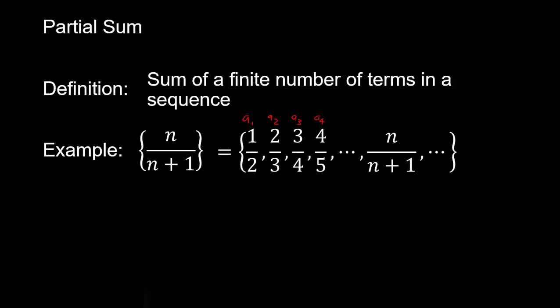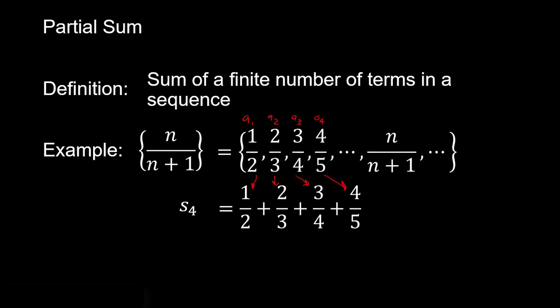this sequence. So S4 is just going to be the addition of A1 plus A2 plus A3 plus A4. S of 4 is going to be the addition of the first four terms in this sequence. So that's all we mean by a partial sum. It's just the addition of a certain number of terms in the sequence.